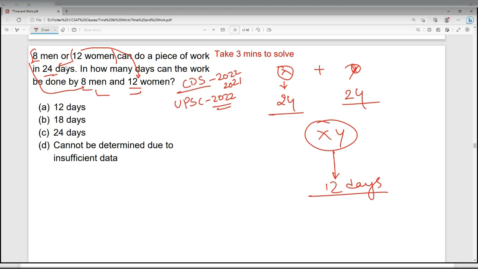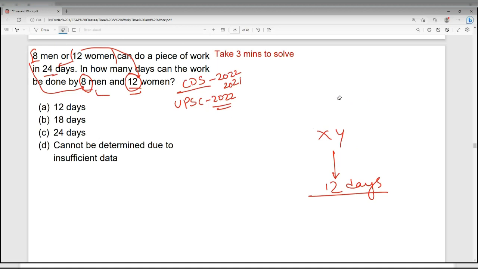Without calculation, you can do it. But if this number would have changed, then you have to do it using the chart. We'll also do it using the chart. So without the chart, this is the way we have to solve this. This could take less than 30-40 seconds. Using the chart, I'll just show you with the chart also.